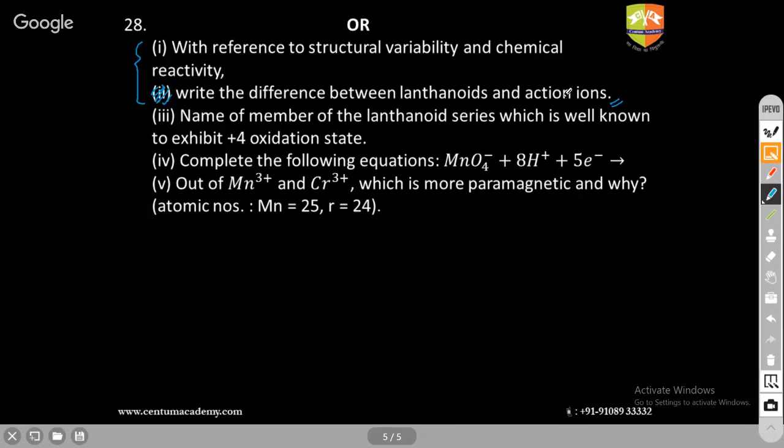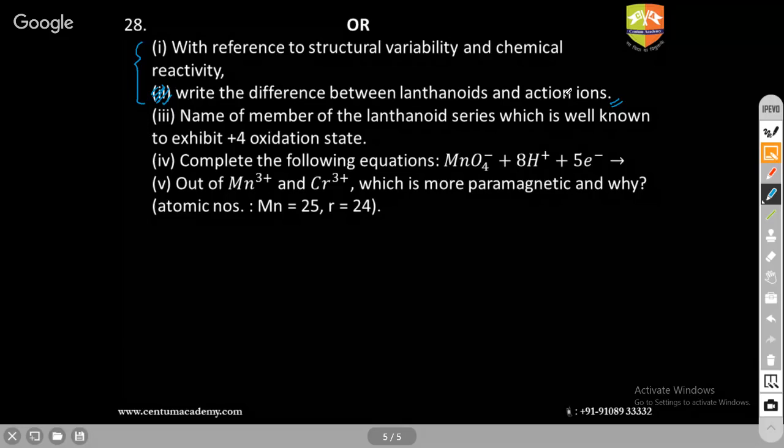Greater range of oxidation states. Yeah, fine. Actinoids, these 2 3 points you can write down whatever I'm telling you. Actinoids generally show +3 oxidation state, but they can show oxidation state up to +7, right? Lanthanoids also generally show +3 oxidation state, but they can also show oxidation state up to +4. +7 is not possible in case of lanthanides.